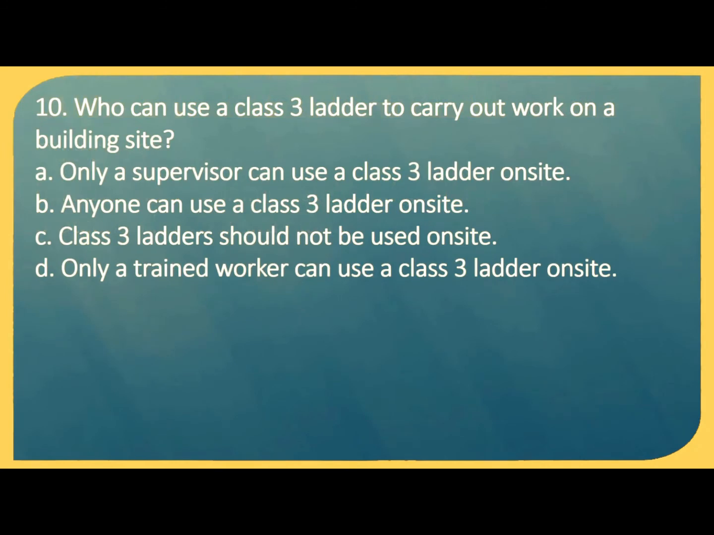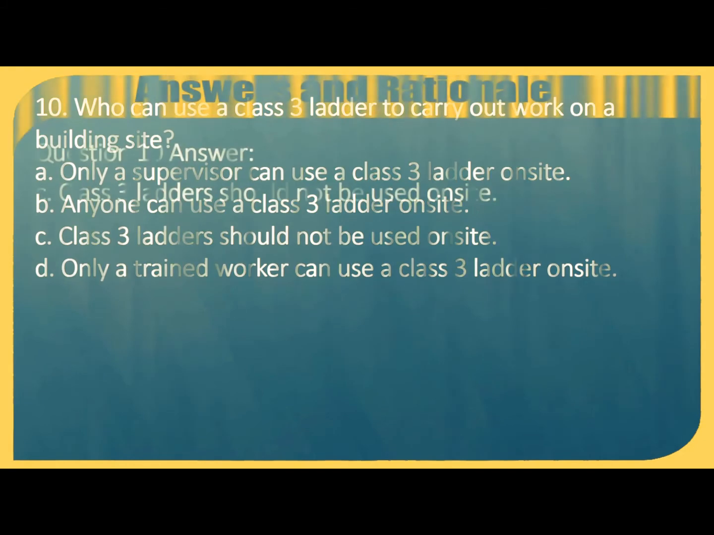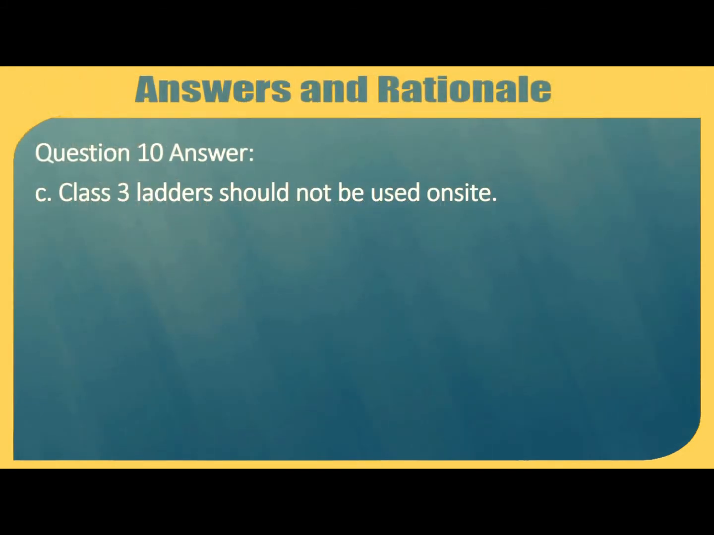Question 10. Who can use a Class 3 ladder to carry out work on a building site? A. Only a supervisor can use a Class 3 ladder on site. B. Anyone can use a Class 3 ladder on site. C. Class 3 ladders should not be used on site. D. Only a trained worker can use a Class 3 ladder on site. Question 10. Answer. C. Class 3 ladders should not be used on site.